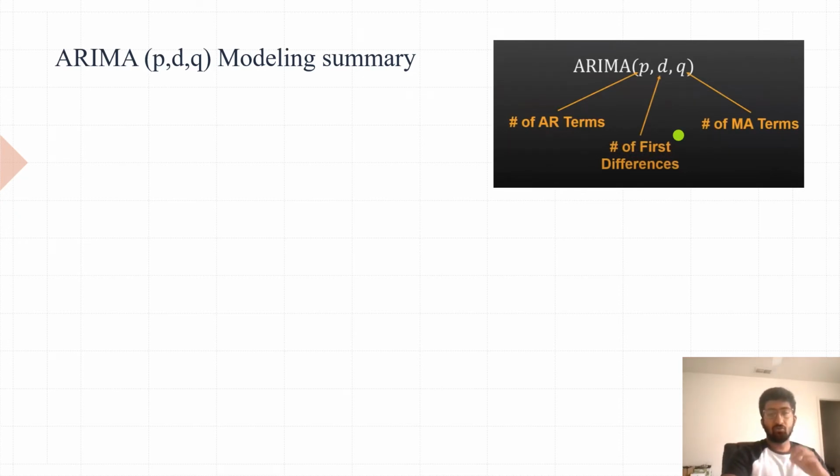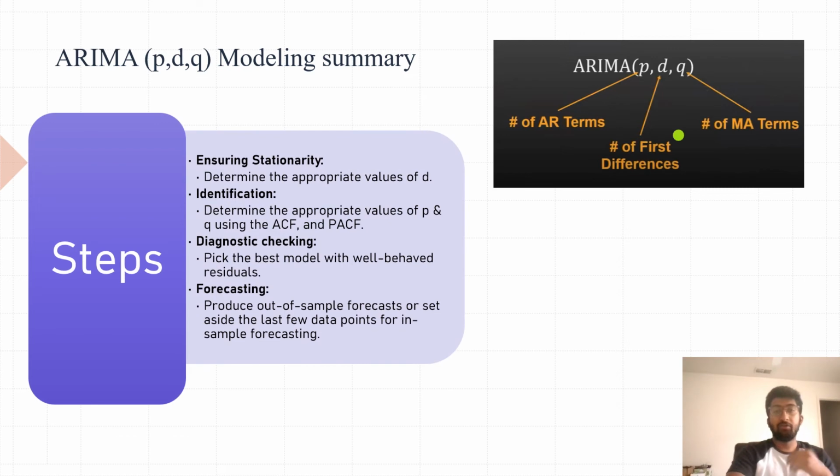So let's go through what we just did. First we take the data, then we clean the data, then we ensure the data is stationary. Then we determine the appropriate P and Q values using the ACF and PACF graphs, or by the Akaike information criterion. Then we try to find the best model that gives the least error, and we forecast based on that. So this is the basic classical forecasting method.